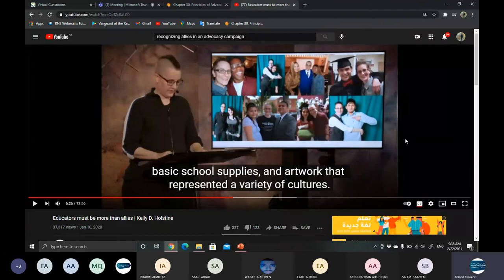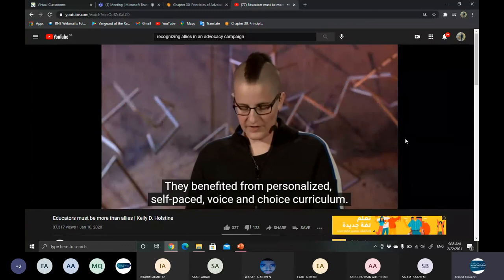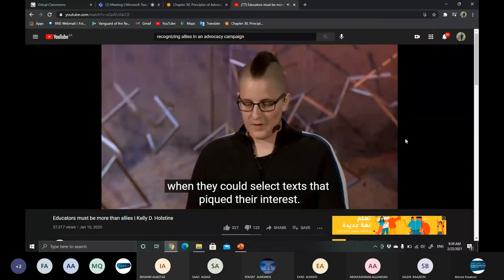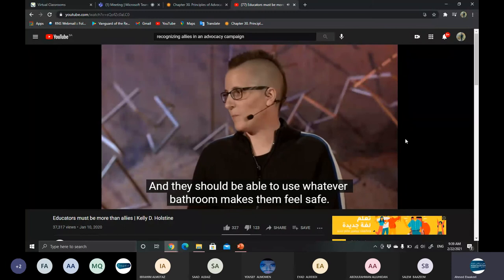They wanted to see themselves in what they were learning. They benefited from personalized, self-paced, voice and choice curriculum, and their engagement increased significantly when they could select texts that piqued their interest. All humans deserve to be called by their chosen pronouns and names, and they should be able to use whatever bathroom makes them feel safe.